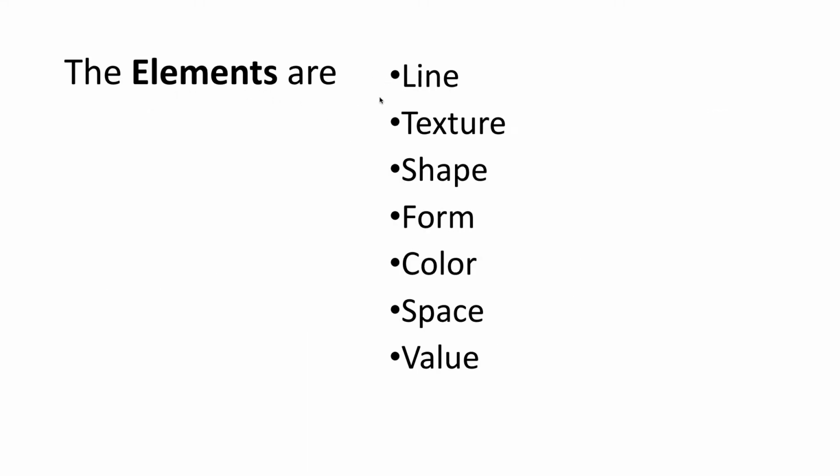So there are ways to put these things together, these elements and principles. The first one we're going to talk about is the elements. There's line, texture, shape, form, color, space, and value. And they are used together with the principles that we are going to see in a little while. After we go through all of these things, what I hope you get out of it is that there are certain things about a work of art that are going to make it more successful than other works of art.